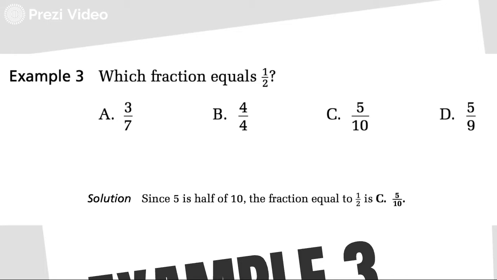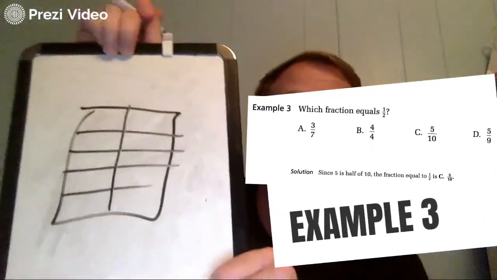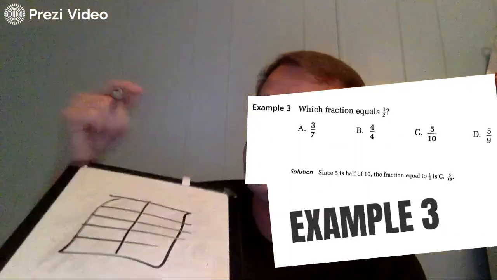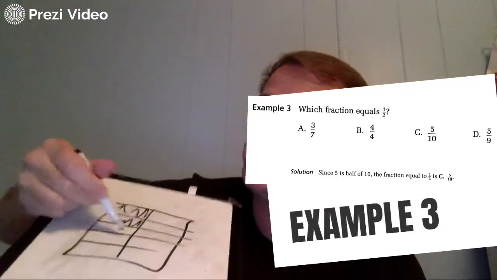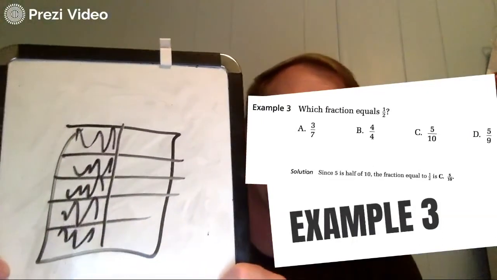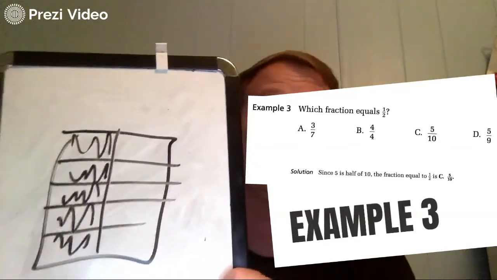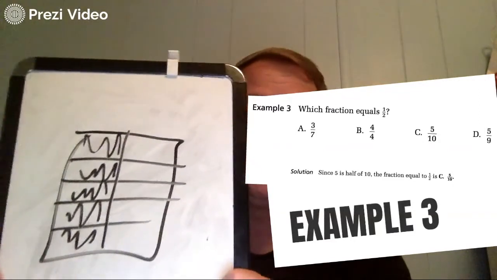Another thing that I could do is I could divide a rectangle into 10 equal pieces, shade in 5 of those, and I can look to see if that equals 1/2. Does it take up half of the rectangle? Yes, it does. So 5/10 equals 1/2.